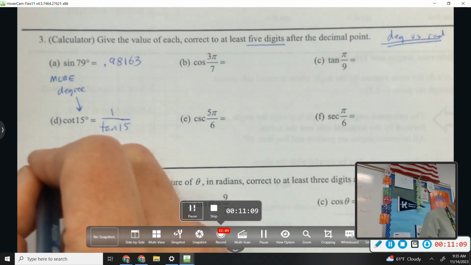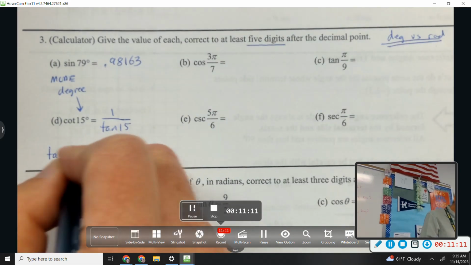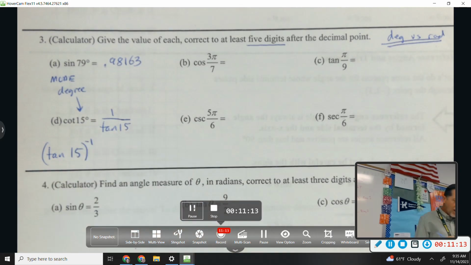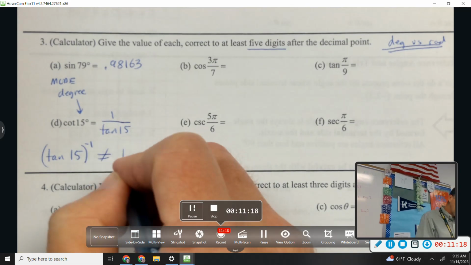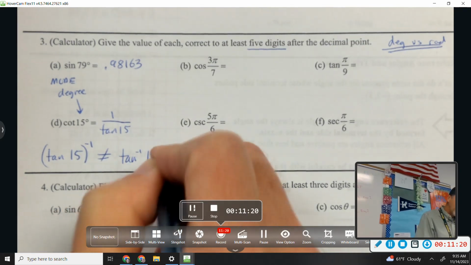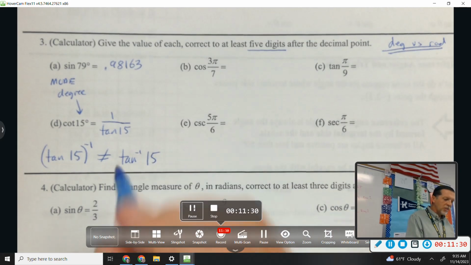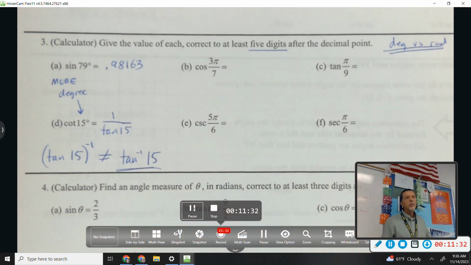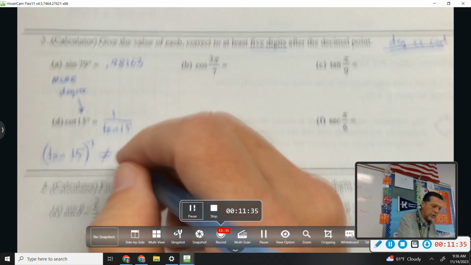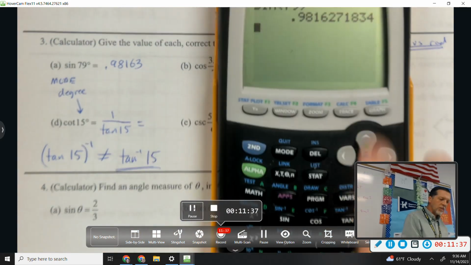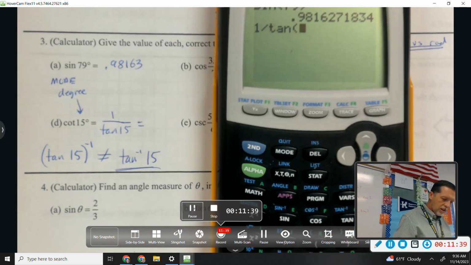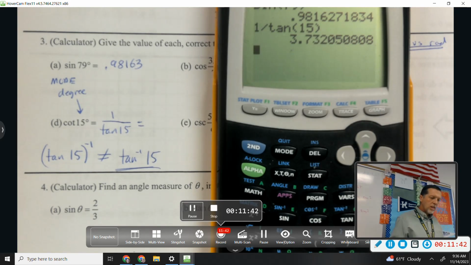Okay. Now be careful. I hesitate to even write this. It is tangent of 15 all to the negative 1. But that is not the same as the inverse tangent of 15. So if by inverse you mean flip, you're right, but we don't ever say that with trig functions, because when we say inverse, we're talking about find me an angle whose tangent is 15. That's not what we're doing, though. So let's stick with 1 over tangent of 15. 3.732.